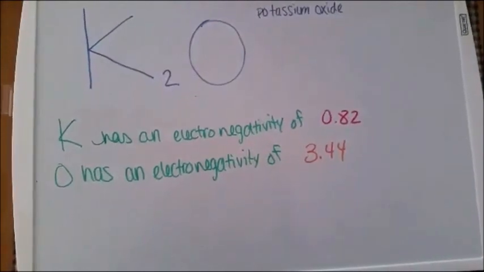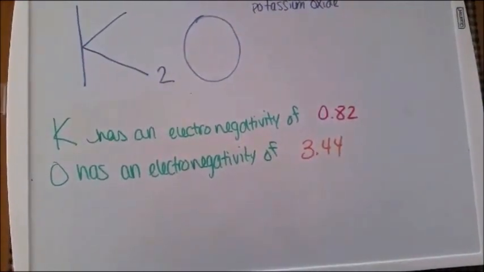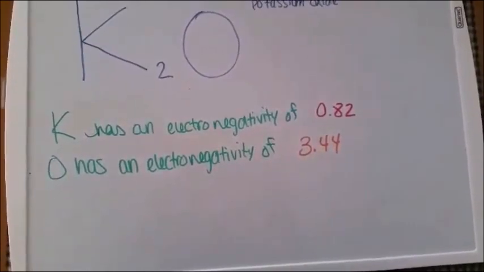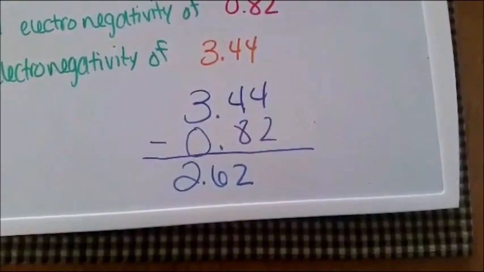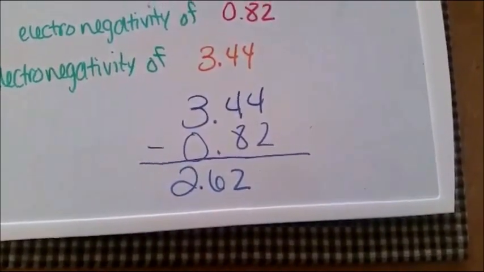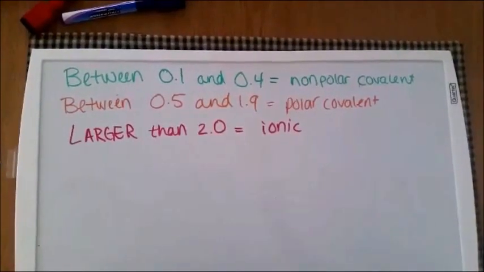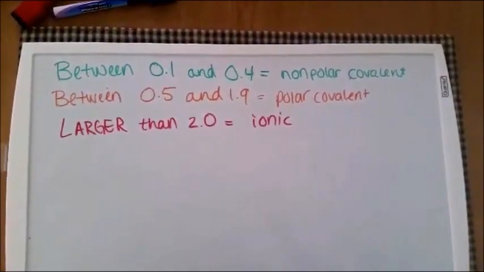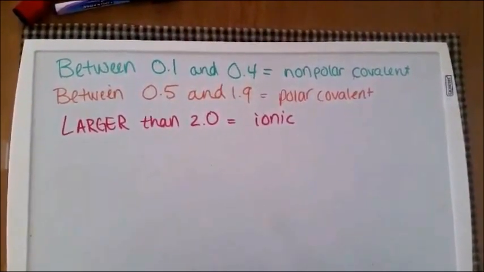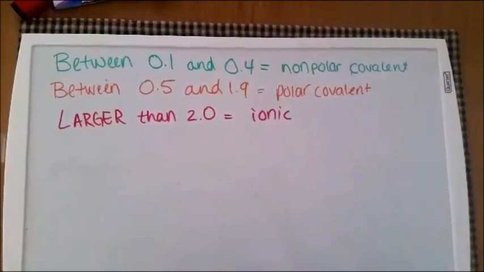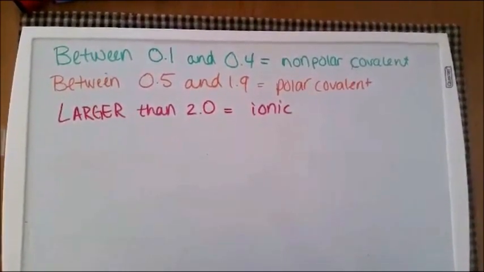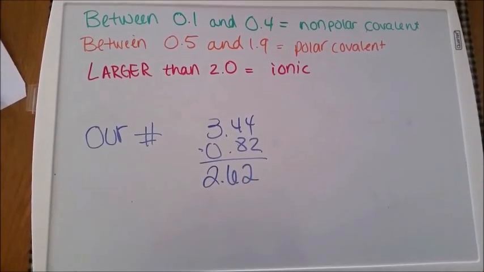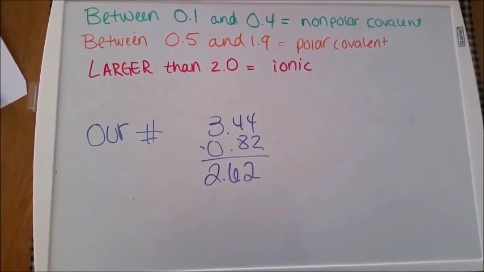So potassium has an electronegativity of 0.82 and oxygen has an electronegativity of 3.44. So we just subtract these two numbers and we get 2.62. So if we have a number between 0.1 and 0.4, it'd be nonpolar covalent. A number between 0.5 and 1.9, it'd be polar covalent, and larger than 2.0, it'd be ionic. The number we got was 2.62, which is larger than 2.0, so it is ionic.